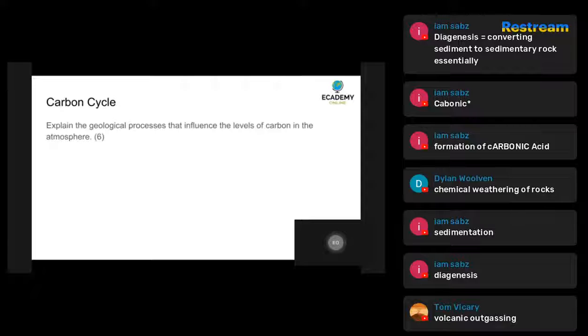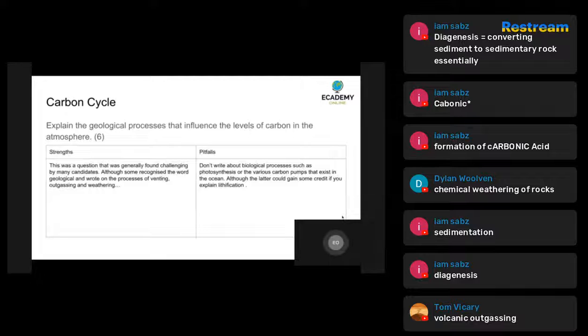In the previous questions, the coastal, glacial or glaciology questions, generally students will have their processes and landforms down. But then with the little nuances of the carbon cycle, that's where they'll falter because they're trying to think of all the things that could possibly be correct. So generally, this is a less well done question. It's found challenging by many candidates, although some recognize the word geological and wrote about the process of venting, outgassing, and weathering. You would have been fine with those three things.